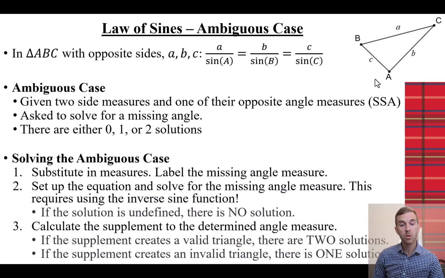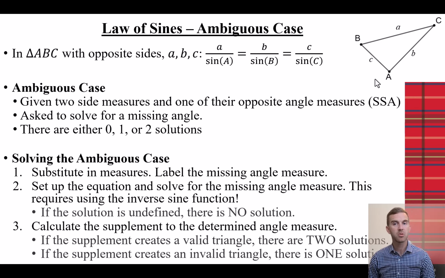But if it does work, we say, okay, the solution we found is one possibility, but we need to check its supplement. In other words, that angle plus what equals 180. If that supplement value creates a valid triangle with the other measure that's provided so that all three measures stay under 180 degrees, then we actually have two solutions. One that's going to be an acute angle and one that's going to be an obtuse angle. And both of those will be possibilities for the solution.